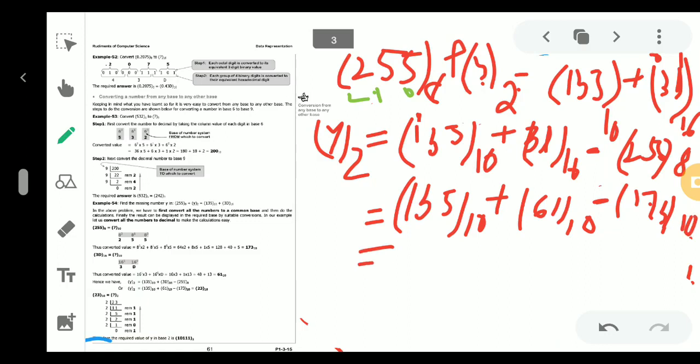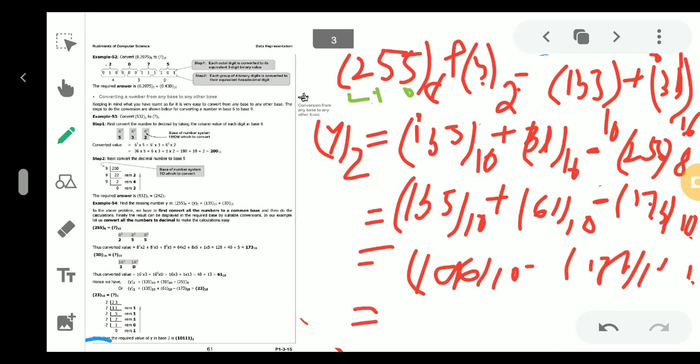If you add 135 with 61, you get 196 base 10, minus 173 base 10. So this is equal to 23 base 10. Now, we are getting the value in base 10, but we have to find the value of y in base 2. So 23 base 10 we have to convert into base 2 value.